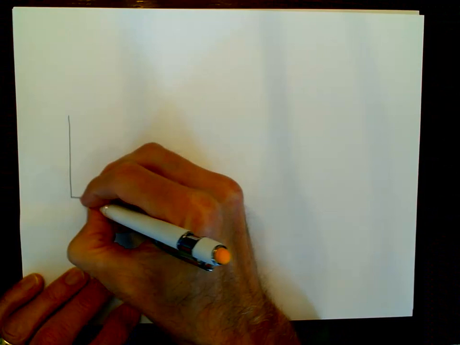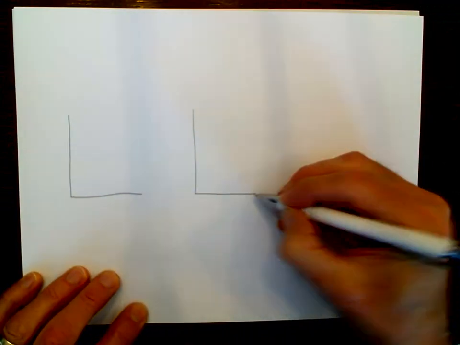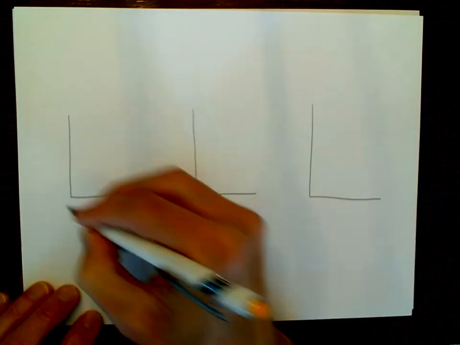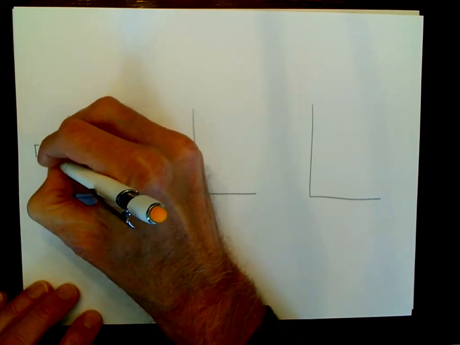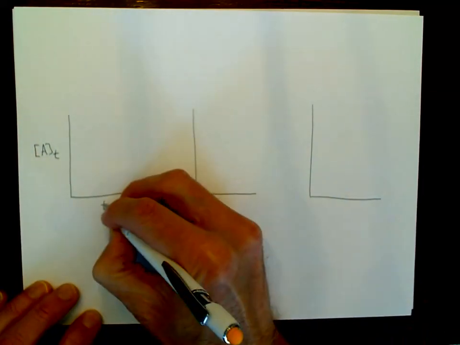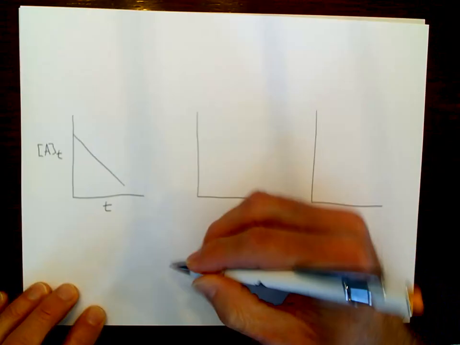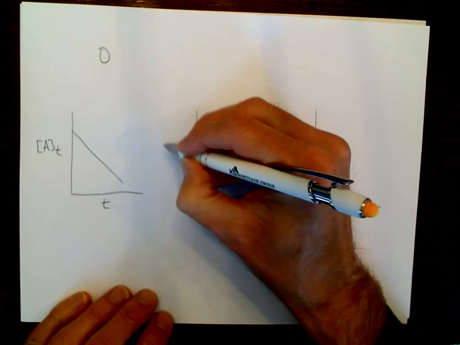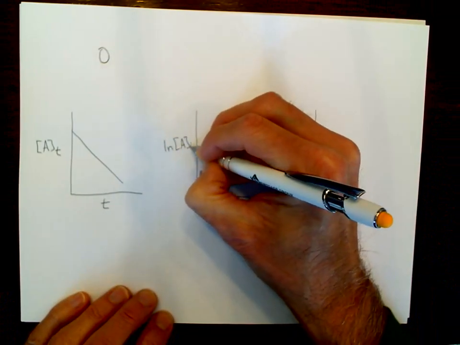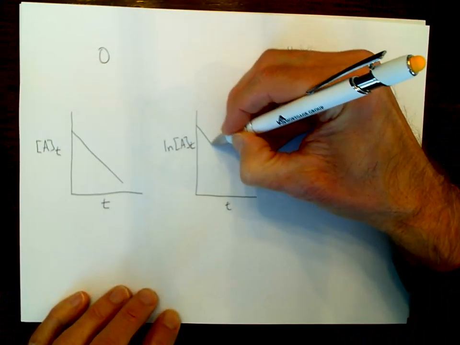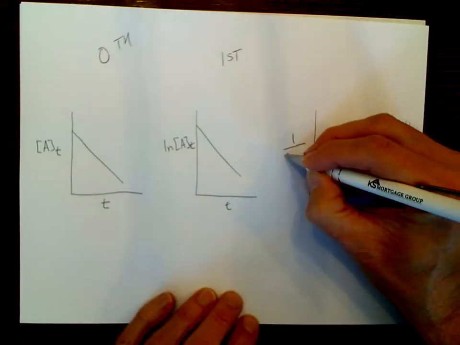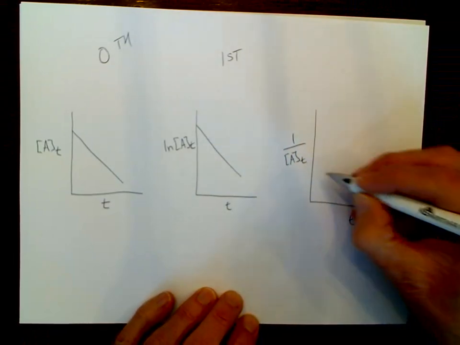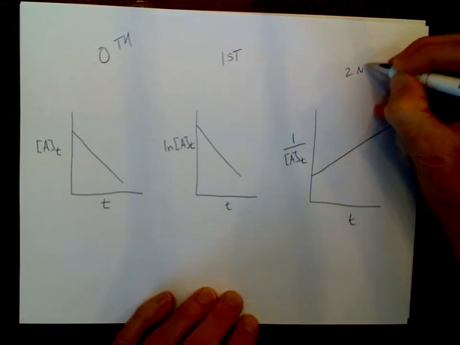The other thing that we need to know is these plots that we do to test for 0, first, and second order. In the 0 order case, you plot the concentration of the compound, I'm just going to call it A, whatever its concentration is, versus time. And if you get a straight line heading down, it's 0 order. If you plot the natural log of your concentration versus time, and you get a straight line going down, it's first order. And if you plot 1 divided by the concentration of the thing you're looking at versus time, and you get a straight line going up, that's second order.